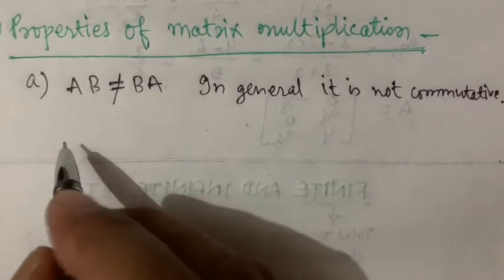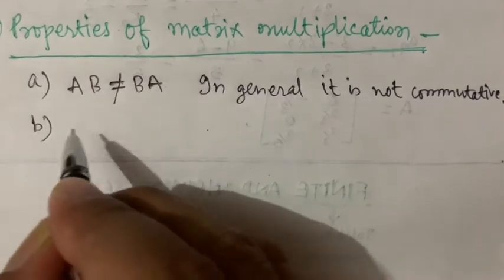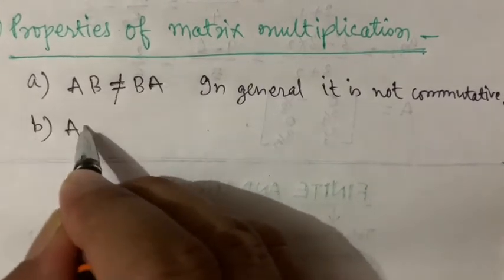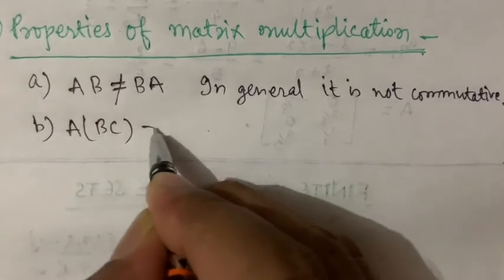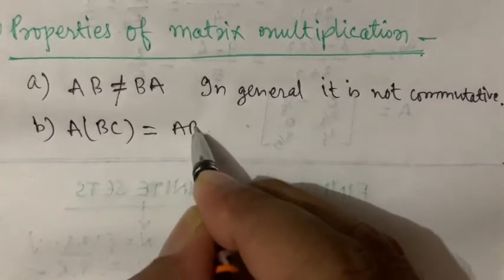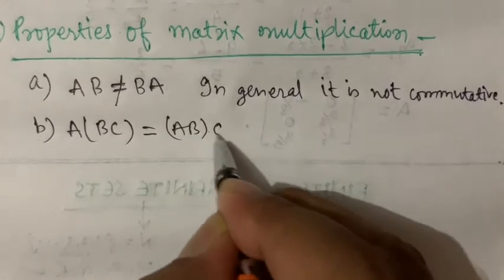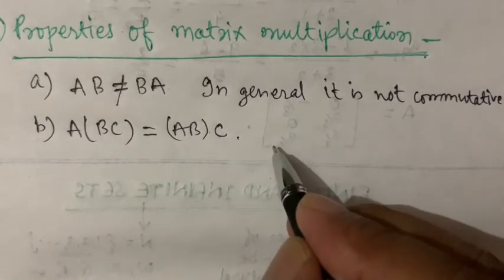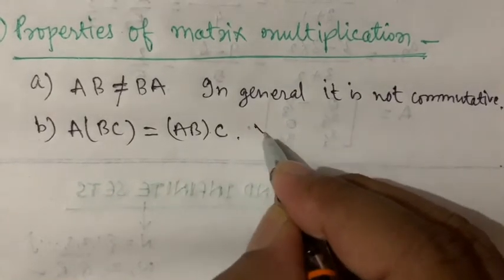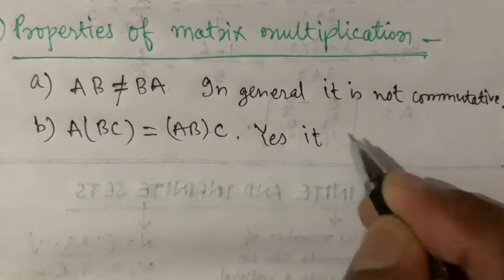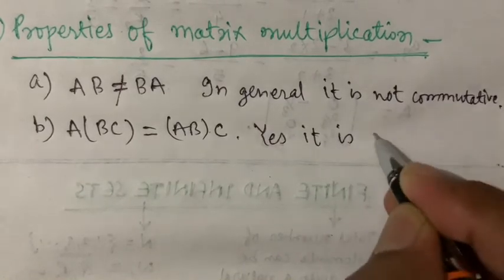Now we will see whether it is associative or not. To see that, we must have three matrices there, A, B and C. You can verify it is associative. Yes, it is associative.